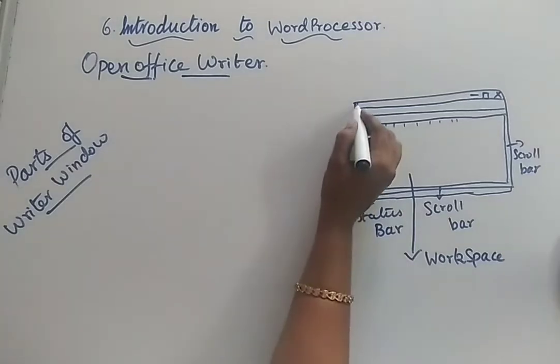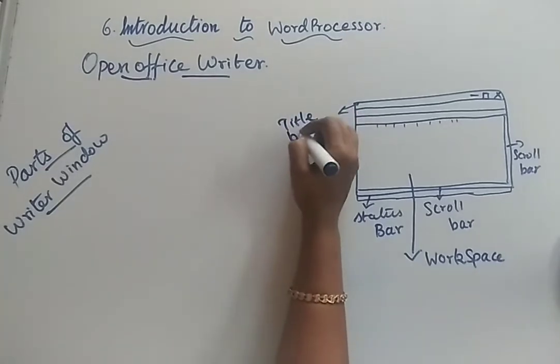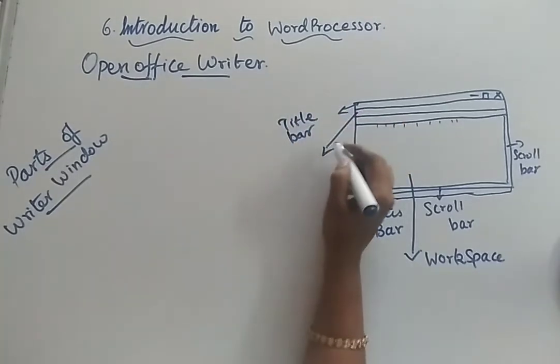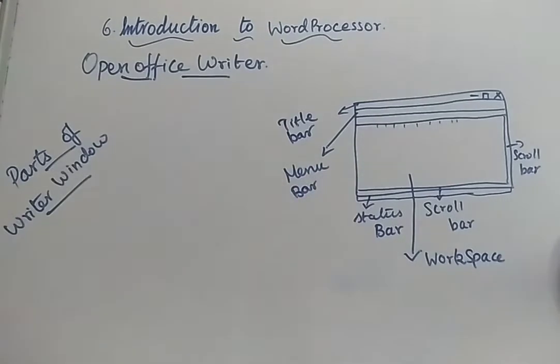So the first line is your title bar. Next is your menu bar, and next you will have your toolbar, then your ruler, and your scroll bars. Next you will have your status bar. And the center area is your workspace. Here only you are going to type your document.